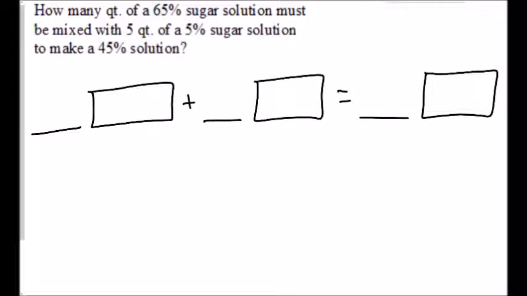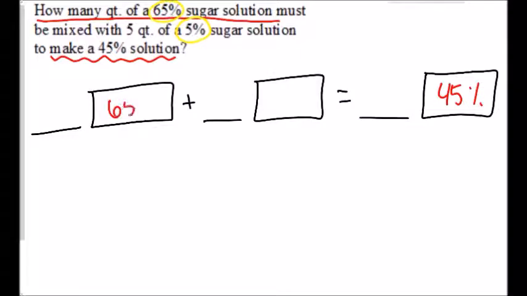So we want to know how many quarts of a 65% sugar solution, that's what we're looking for. How many quarts of a 65% sugar solution must be mixed with 5 quarts of a 5% sugar solution to make a 45% solution. So this is the goal, a 45% solution. We're combining a 65% and a 5%. Okay, and if we remember this essential question, how many quarts of a 65% sugar solution, that's going to be your x, or your variable.